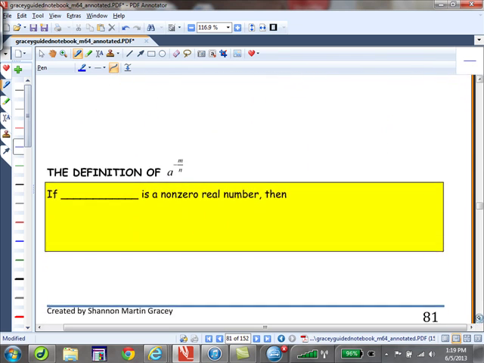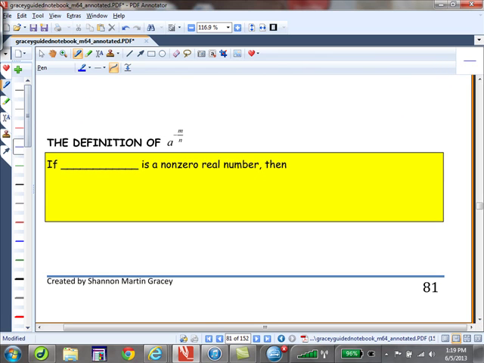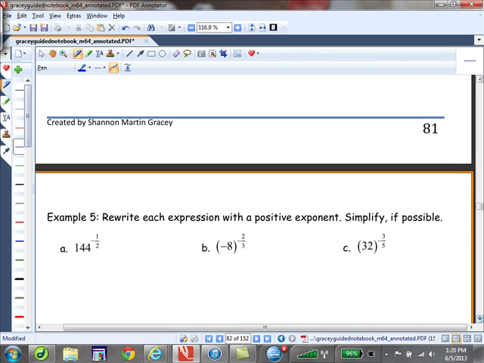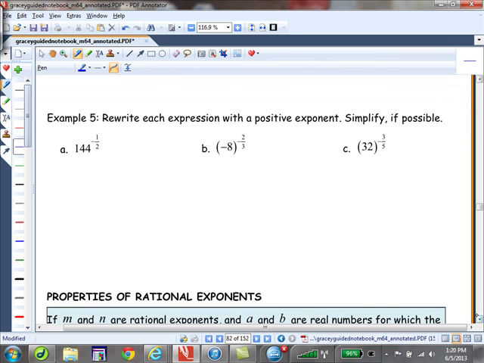Okay, now we come to the definition of a raised to the negative m over n. So if m over n is a non-zero real number, then a raised to the negative m over n is 1 over a to the m over n. Okay. So there's a few more examples to do on this guy. So first step, rewrite these without negative exponents.